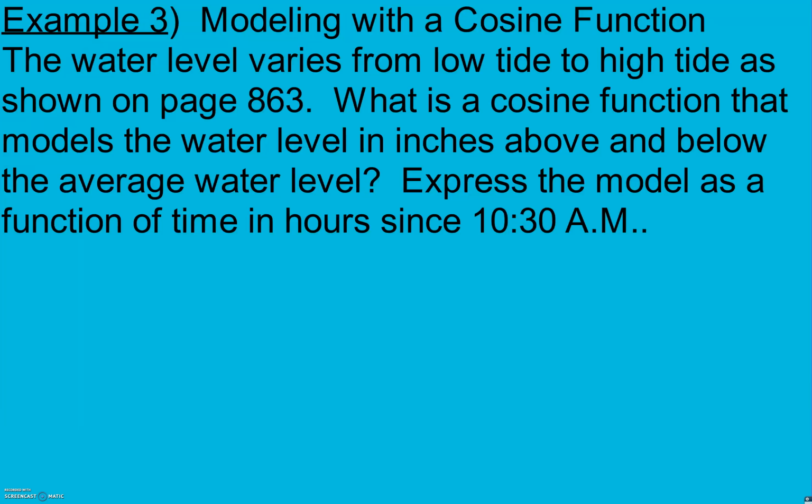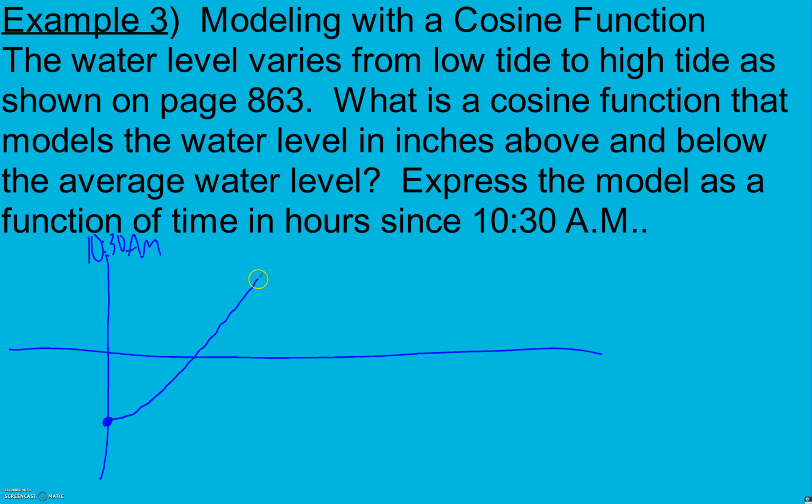So if we look there, we're going to pretend like on our graph here, this is 10:30 a.m., and we're going to start from here. At 10:30 a.m. we're at low tide, the lowest it's going to be. And then the tide goes up until eventually we get to high tide. And high tide is going to happen at 4:40.